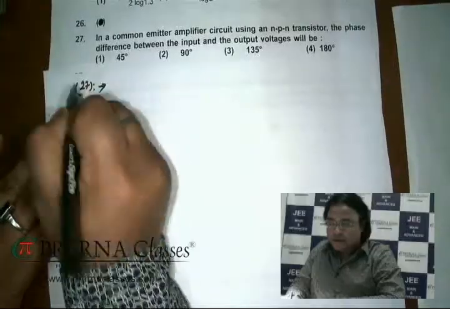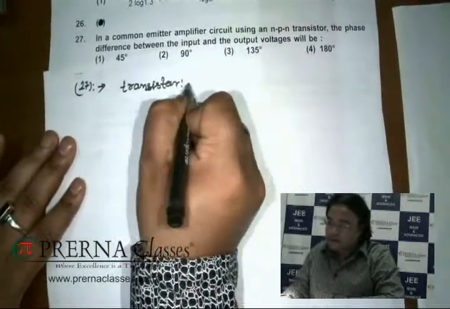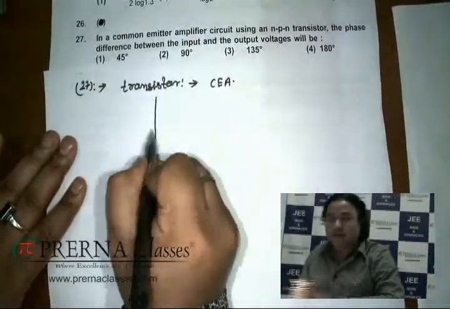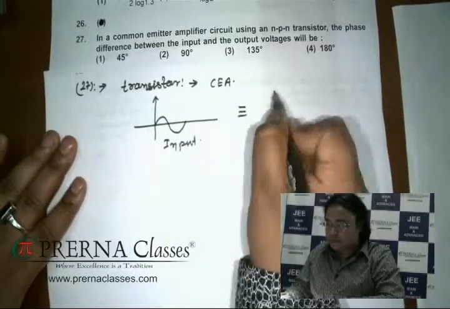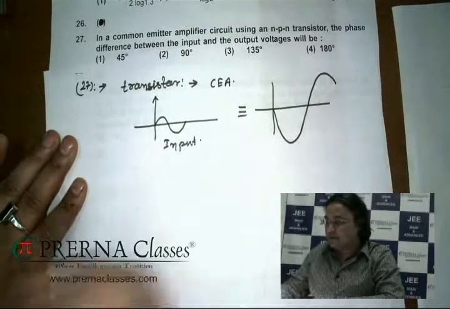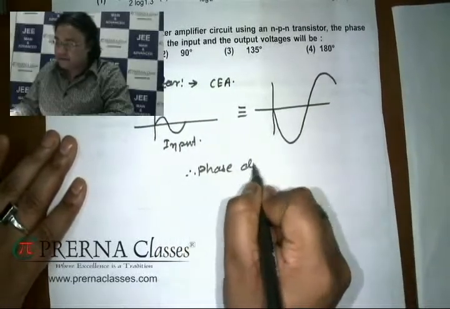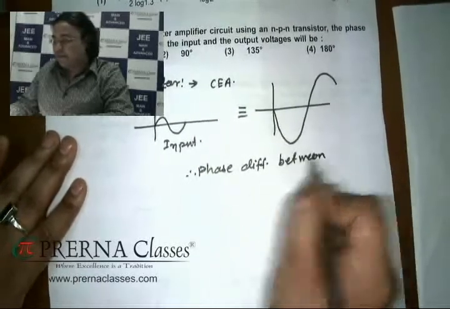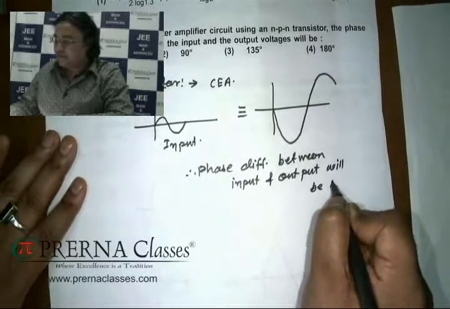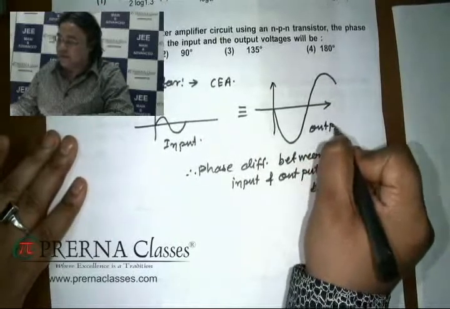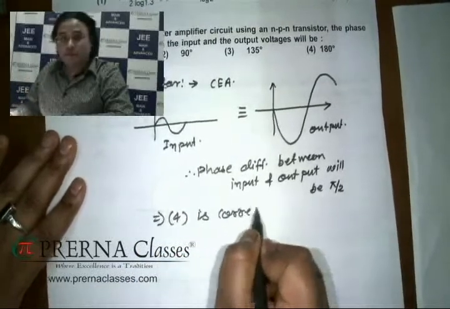Okay, next one, question number 27. It is based on the transistor and the basic concept of common emitter configuration, the common emitter amplifier. If the input signal is like that, then we obtain the output like that. So clearly there is a phase difference of pi by 2. So the phase difference between input and output will be pi by 2. So we can say option 4 is correct.